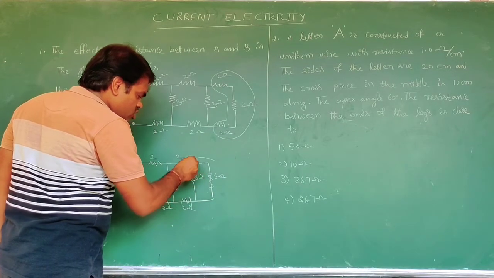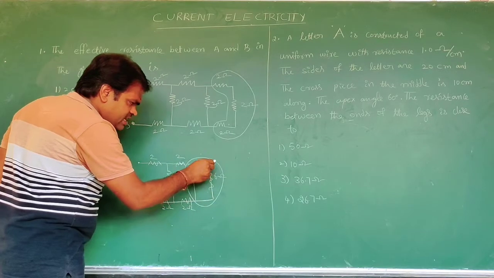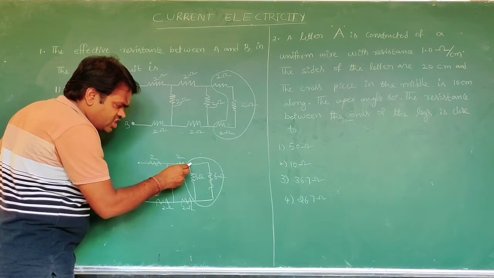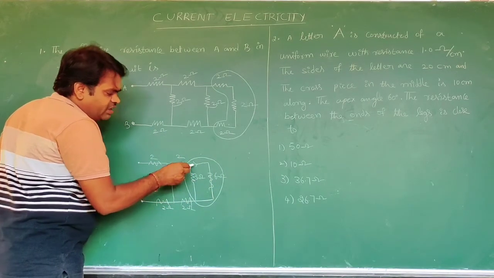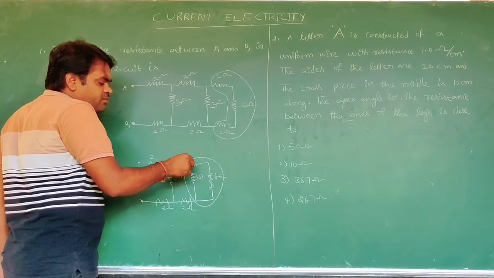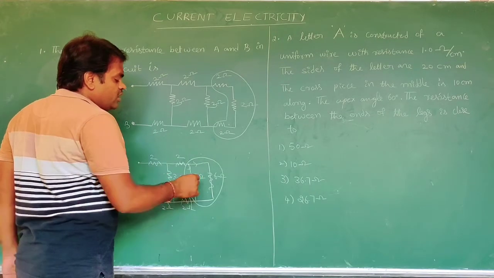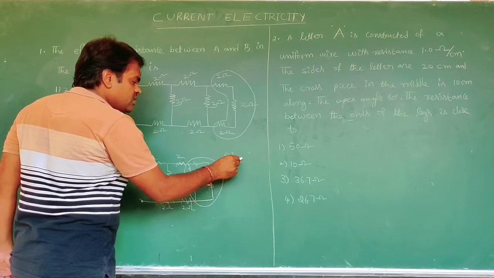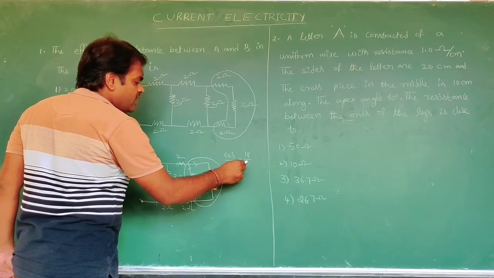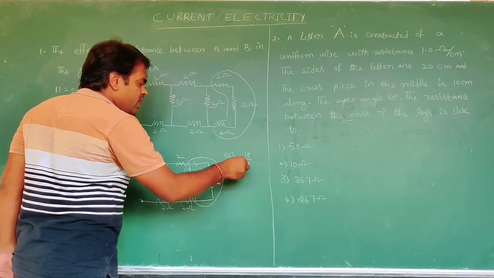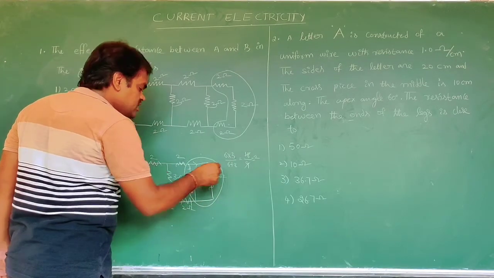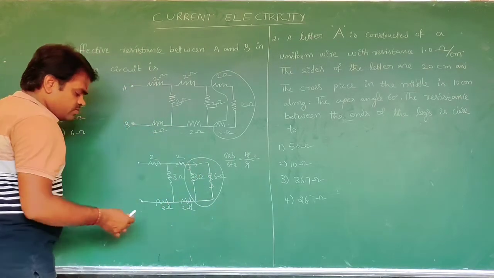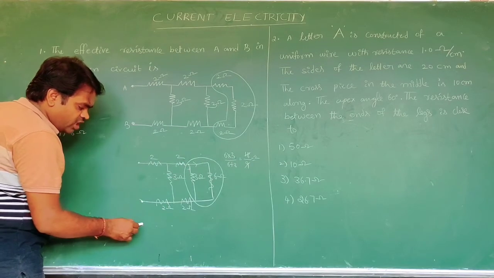Then these two are in parallel. Why do we say parallel? Because at this junction the current will be divided, and current is divided only in the parallel combination. That is 6 into 3 by 6 plus 3, that is 18 by 9. 18 by 9 means what? 2. This combination is 2 ohms. Then again modified, what we got.